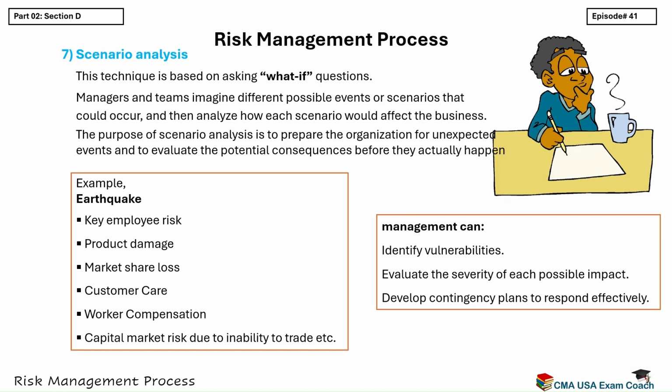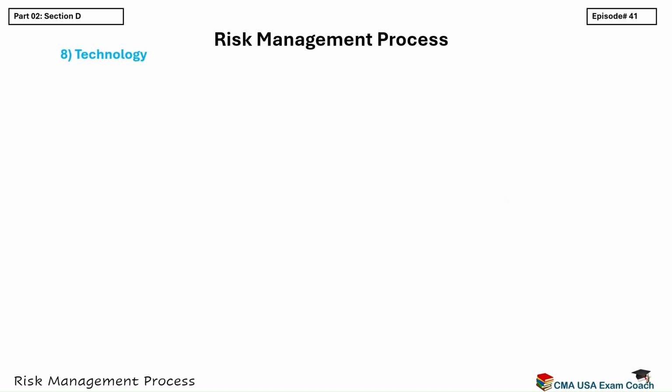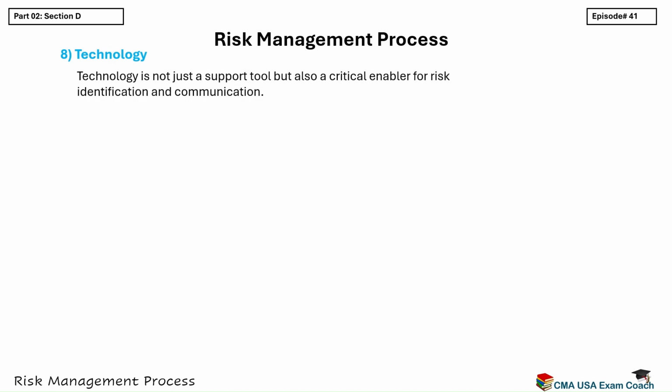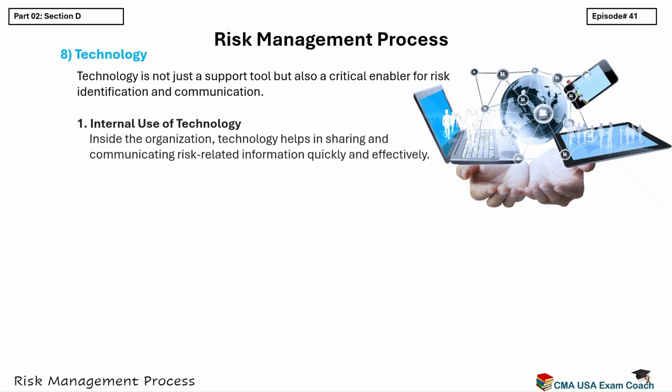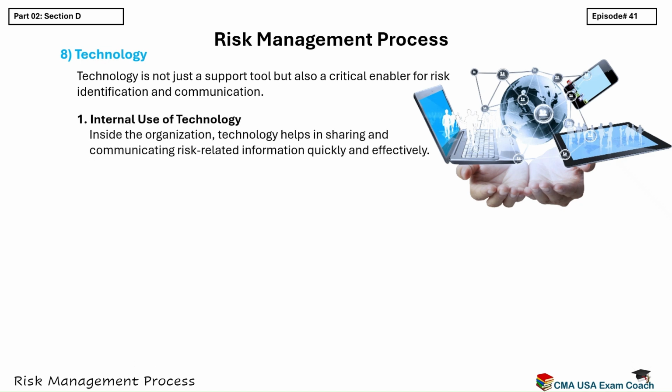The eighth method of identifying risks is through the use of technology. In today's business environment, technology is not just a support tool, but also a critical enabler for risk identification and communication. It can be applied both internally, within the company, and externally in the outside environment. First, internal use of technology. Inside the organization, technology helps in sharing and communicating risk-related information quickly and effectively.